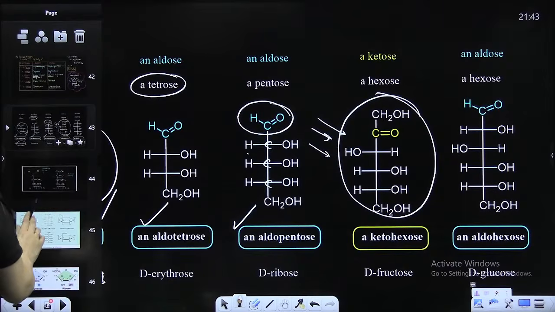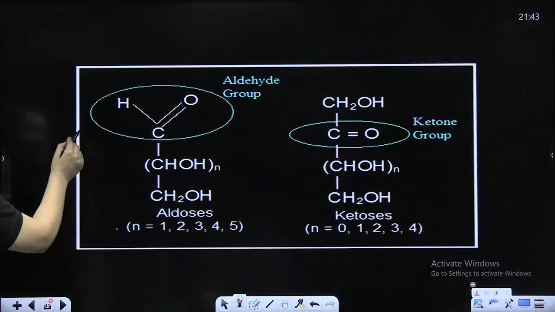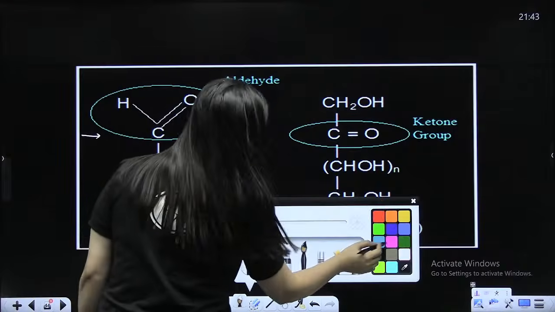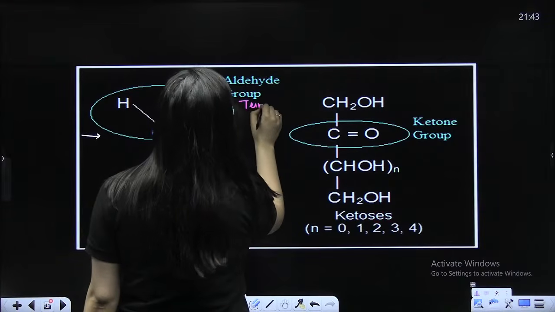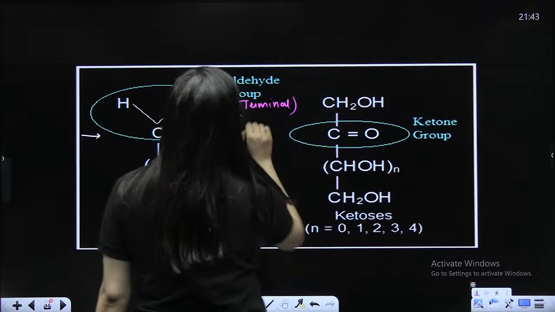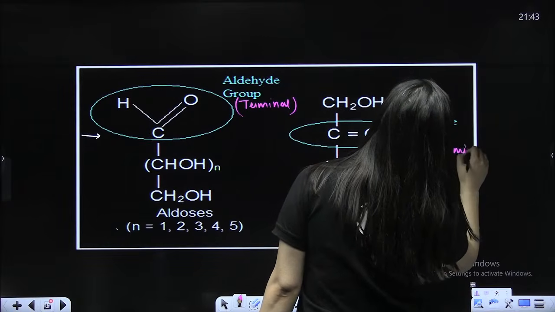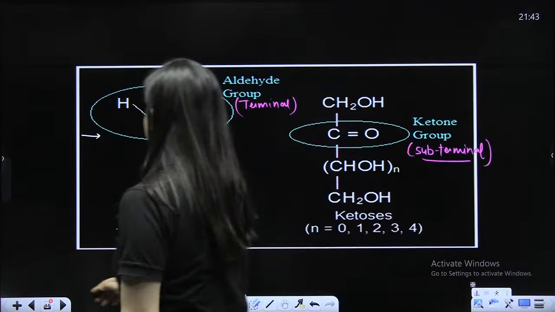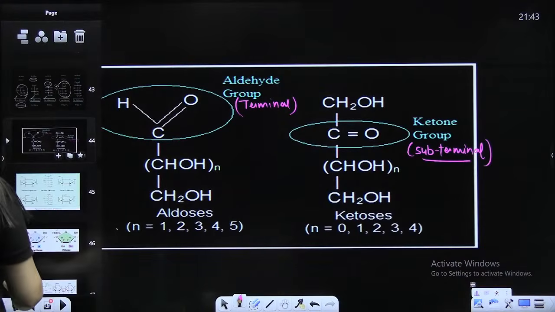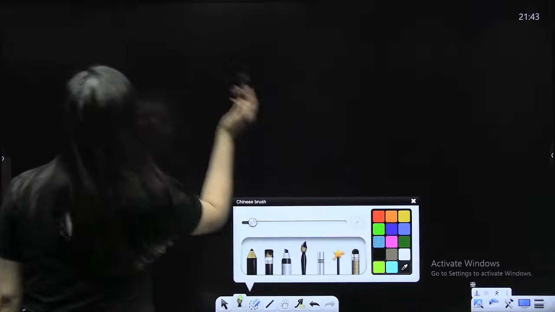Sure? So look at this aldehyde group. Aldehyde group is what? Terminal. Ketose group is what? This group is subterminal. I hope this part is crystal clear. Now, there are two things that we are going to discuss.